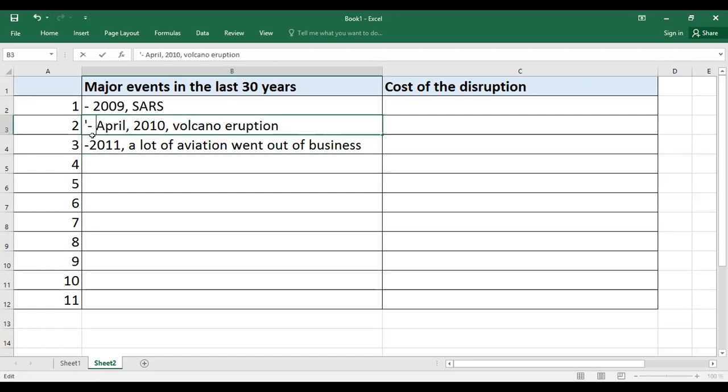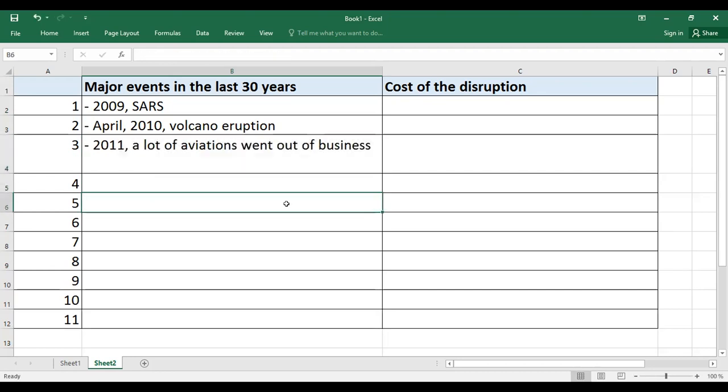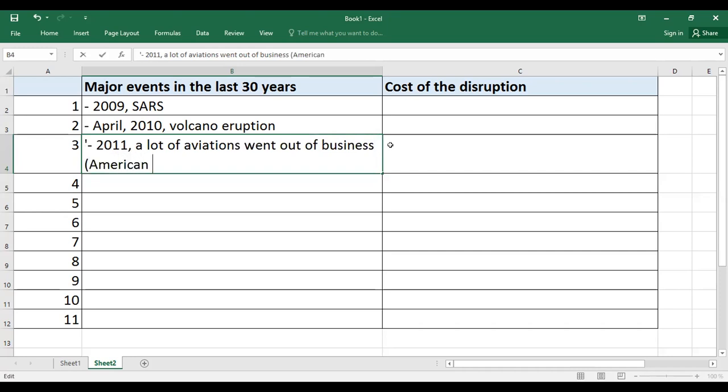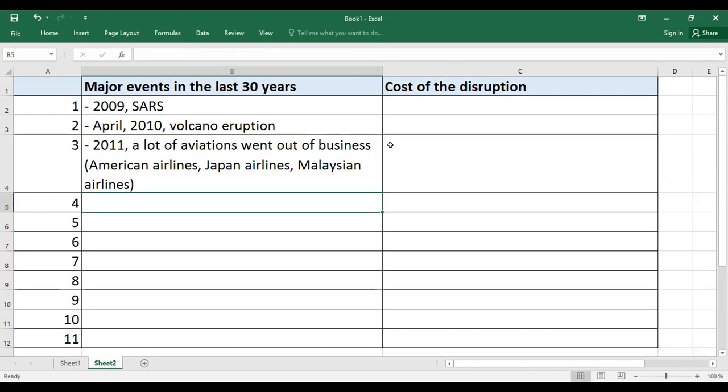Okay. So 2011, what was the cause of that one? I see that a lot of airlines filed for bankruptcy. I remember that I have worked with American Airlines and Japan Airlines. And I remember that Malaysia Airways disappeared. Okay. And I know that a lot of airlines filed for bankruptcy at that moment. Very good.